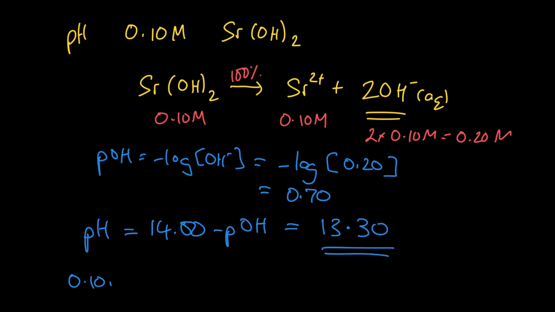So compare. Our 0.1 molar potassium hydroxide had a pH of 13, but our 0.1 molar strontium hydroxide has a pH of 13.3, so it is more basic, right? It's 0.3 unit more basic than the potassium hydroxide is. So the strontium hydroxide, if you like, is a more intense base than potassium hydroxide.